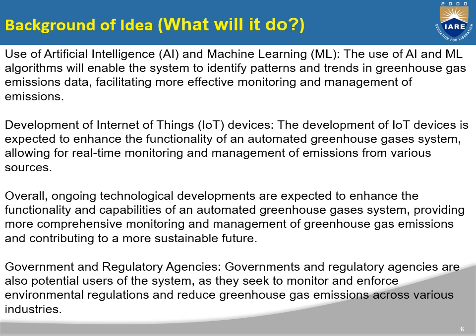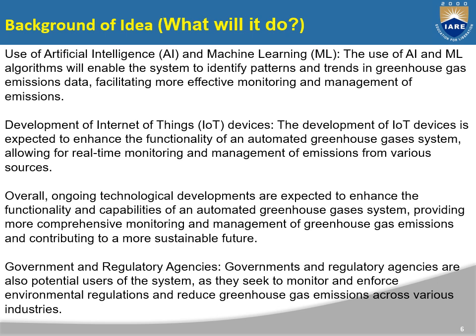What will it do? Use of artificial intelligence and machine learning, development of Internet of Things. The use of AI and ML algorithms will enable the system to identify patterns and trends in greenhouse gas emissions data, facilitating more effective monitoring and management of emissions.